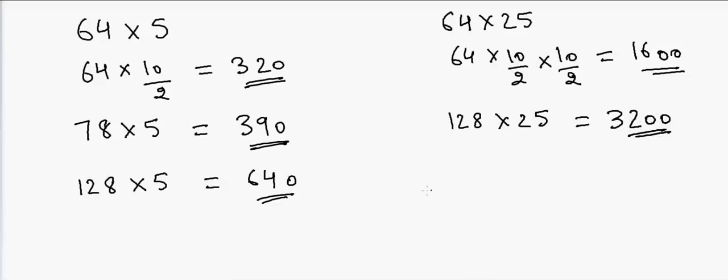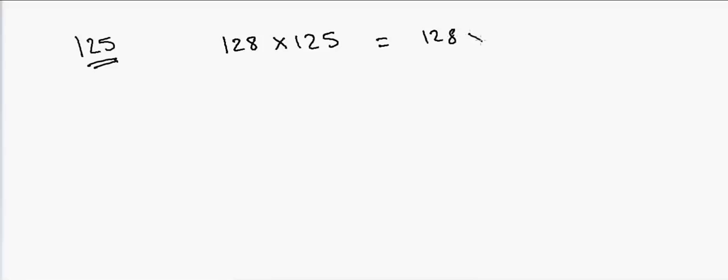Again, let's go to one more trick. If we have to multiply by 125, how do I multiply by 125? I'll take an example. 128, I want to multiply by 125, then that can be written as 128 into 10 by 2 into 10 by 2 into 10 by 2.